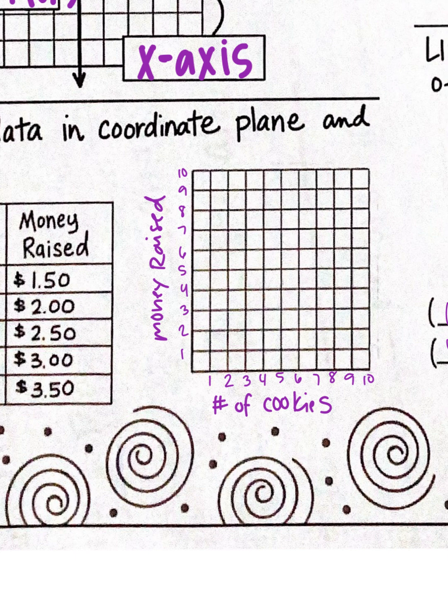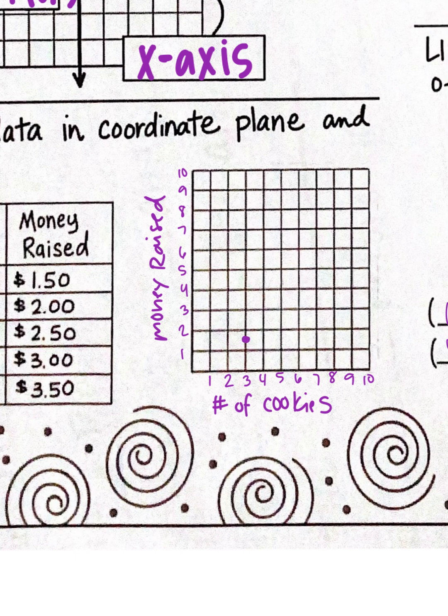Hold on, look at my table where it says cookies sold and money raised. Okay, how many cookies did I sell? 3. So that's what this is labeled, number of cookies. So I'm going to go over to 1, 2, 3 cookies. And then I'm going to go up to the money raised. So this is $1. Oh, 1.5. The next one would be $2. But I'm going to go right here in the middle between 1 and 2 because that's $1.50. And that's where my point will go.